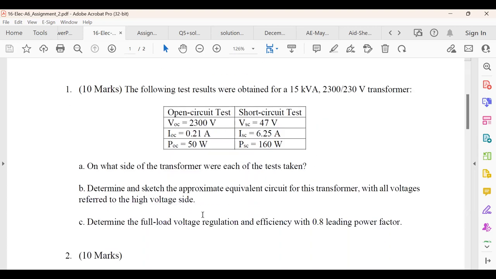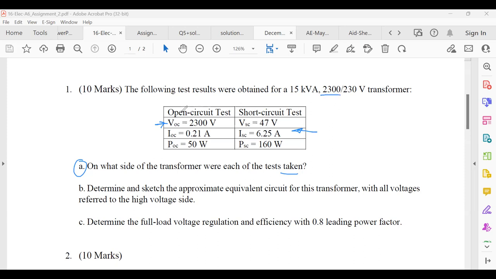So first one is transformer. Let me open this. So transformer, open circuit test, short circuit test. First thing is asking what side of the transformer each of the tests were taken, like the open circuit and short circuit. Open circuit, we look at the voltage, it should be the rated. Short circuit, we look at the current. It should be the rated.